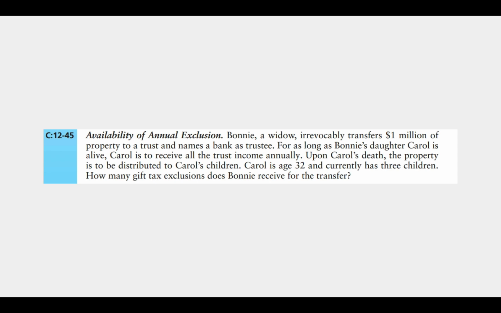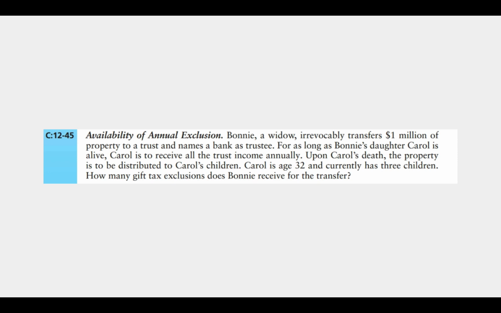Bonnie, a widow, irrevocably transfers $1 million of property to a trust and names a bank as trustee. For as long as Bonnie's daughter Carol is alive, Carol is to receive all the trust income annually. Upon Carol's death, the property is to be distributed to Carol's children. Carol is 32 and she currently has 3 children. How many gift tax exclusions does Bonnie receive for the transfer?